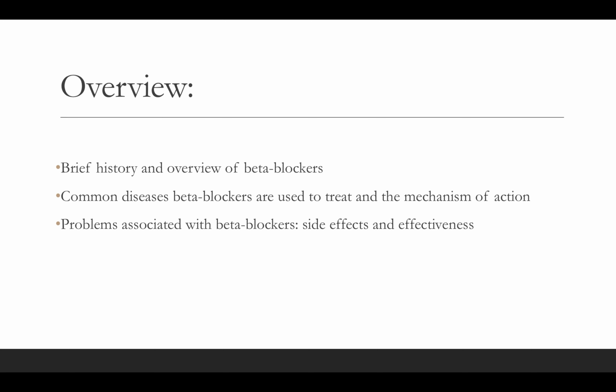So we're going to start out with this overview here. First, in this presentation, a brief history and overview of beta blockers, some common diseases that beta blockers are used to treat, and the mechanism of action. There's going to be a focus on some cell signaling pathways so that you can understand exactly how the body interacts with certain diseases and how beta blockers interact with those things in the body. And also problems associated with beta blockers, meaning their side effects and whether they're really effective.